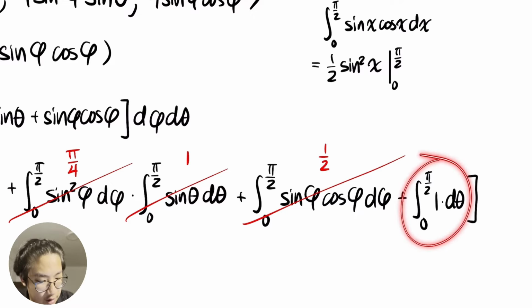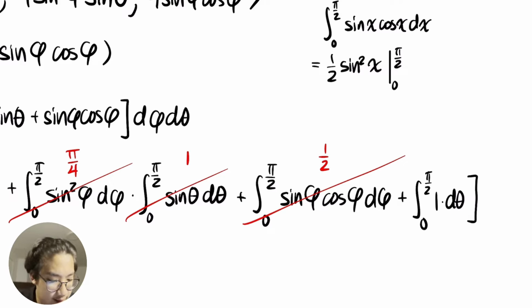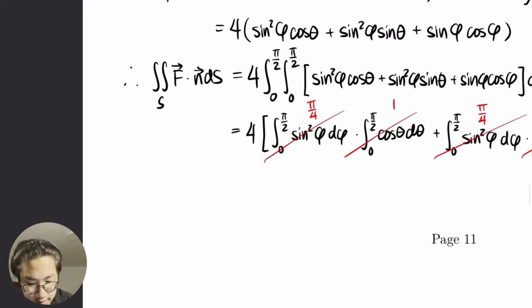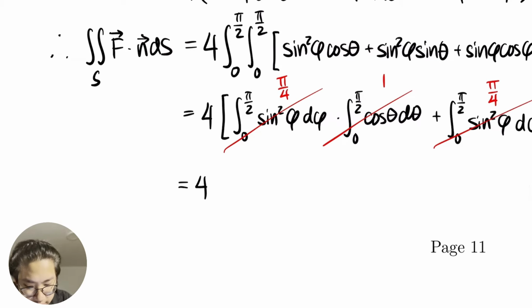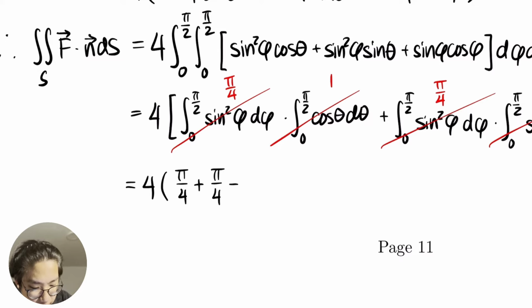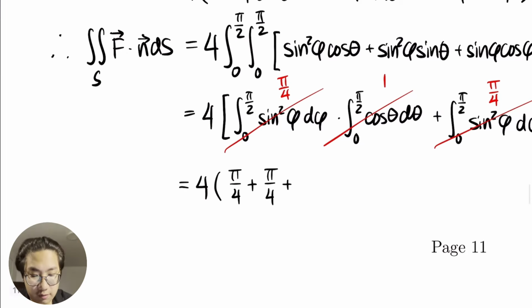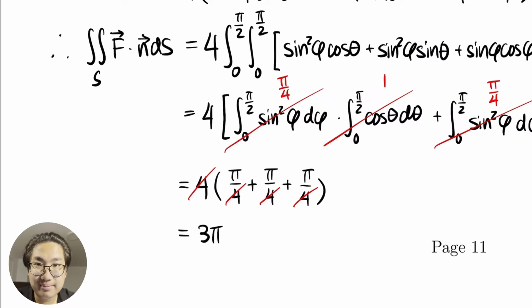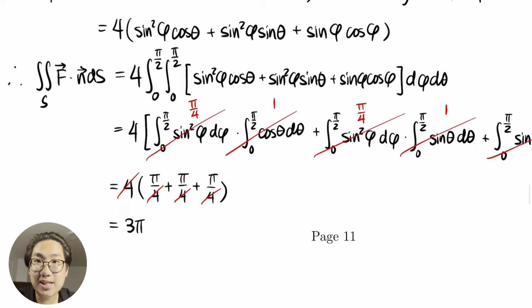This right over here, obviously it's just theta evaluated from 0 to pi over 2, so this is just pi over 2 as well. Okay, and then this is what we then get. So we get 4 times the following. Pi over 4 times 1 is pi over 4. Pi over 4 times 1, again pi over 4. And then 1/2 times pi over 2, pi over 4. So these obviously will all cancel out, and you're just left with pi plus pi plus pi, which just ends up being 3 pi. And yeah, that's how we do this question.